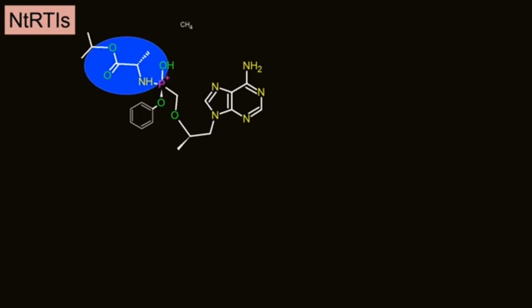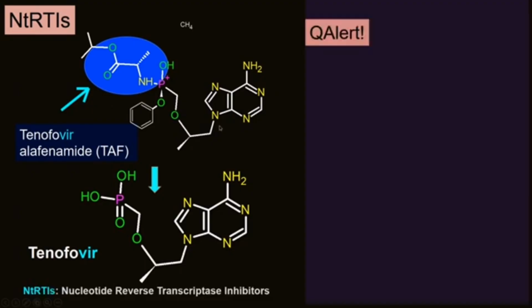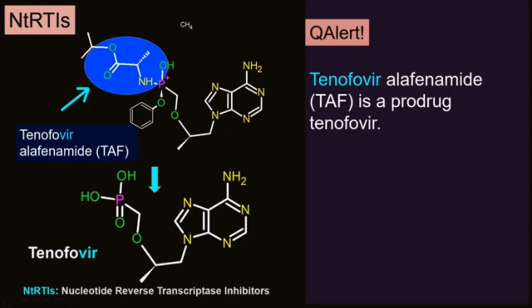So let's look at another important class of antiviral drug, which is known as NtRTI, and the best example is tenofovir alafenamide. The active drug of this is tenofovir. There are two salts of tenofovir in the market. One is tenofovir alafenamide and the other is tenofovir disoproxil fumarate. Here I'm presenting tenofovir alafenamide, which is the most popular one, which is a prodrug, and it will become the active drug, tenofovir. And thus, tenofovir alafenamide is a prodrug of tenofovir.